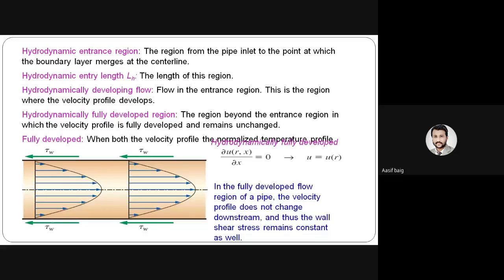And what is meant by fully developed is when both the velocity profile and the normalized temperature profile are unchanging. So the hydrodynamically fully developed region is determined from this derivation. In this fully developed flow region of the pipe, the velocity profile does not change downstream, and thus the wall shear stress remains constant as well.